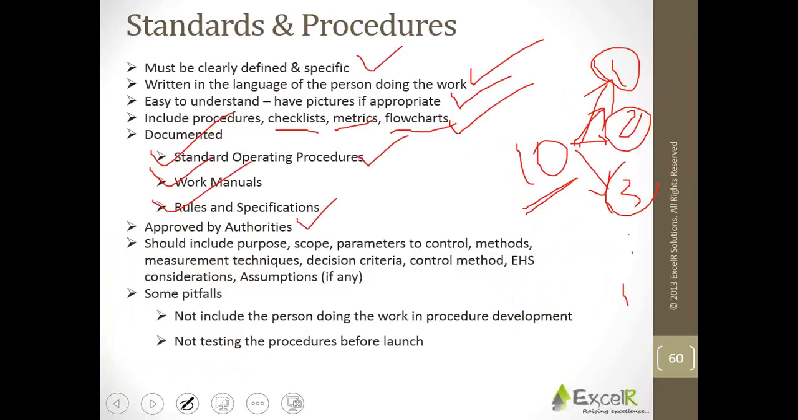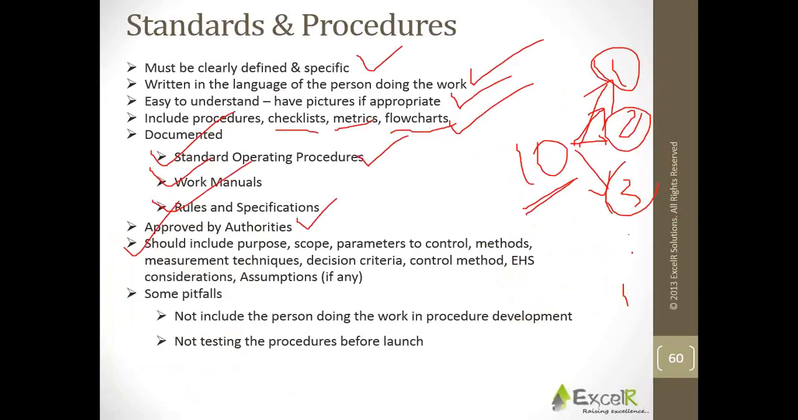It is approved by authorities. It is not something that you document once and people start following it. It has to be approved by proper authorities. It should include what the purpose is, what the scope is, what the purpose of this document is. It will help workers who are manufacturing iPhones. Okay. What is the scope? Scope is limited only to that department which manufactures the screen of the iPhone.